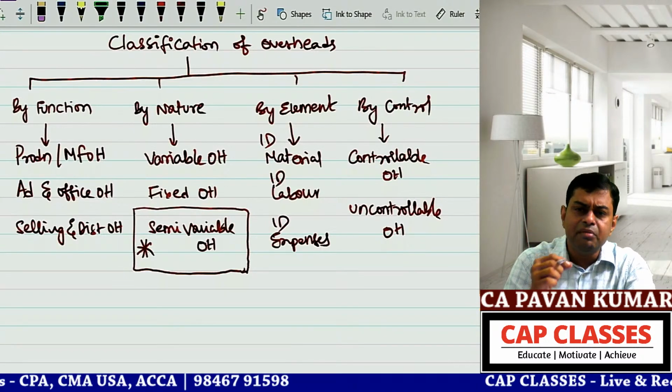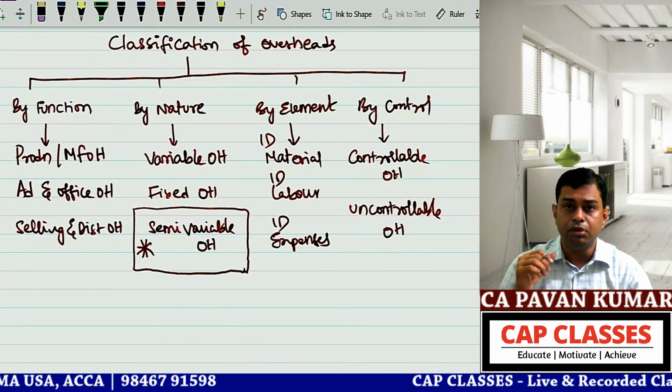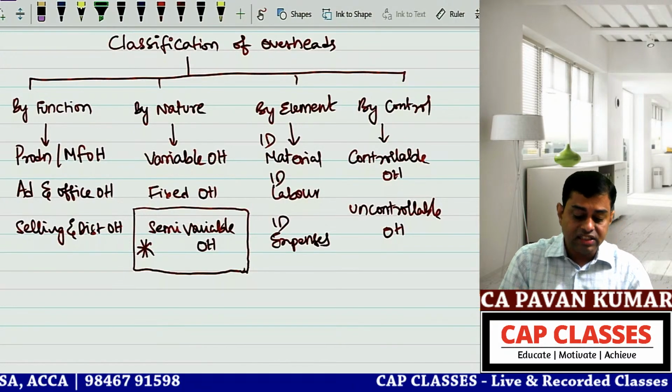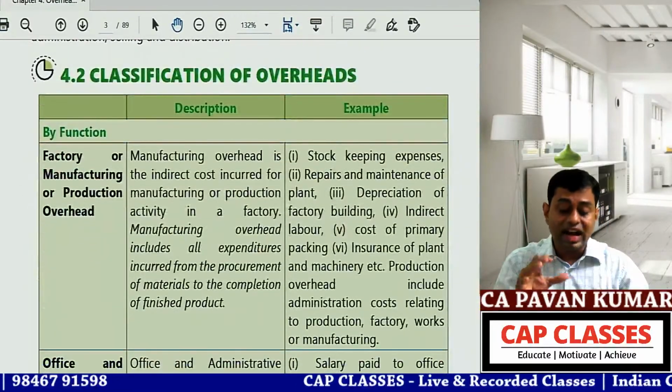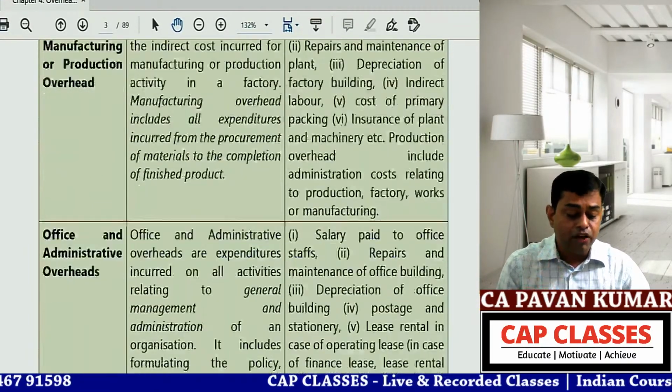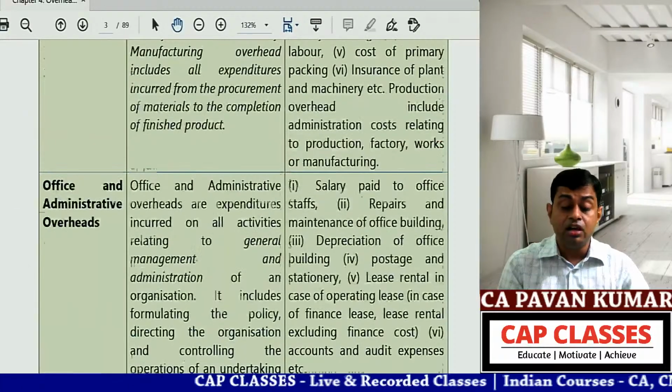Now in the ICA study material, they have given one small example about variable, fixed and semi-variable. Shall we look at it? A small example is there. We'll look at the example and then we'll move further. So introduction, then classification they have given: factory overheads, manufacturing production overheads, office and administration overheads, selling and distribution overheads. They have given the meanings also.